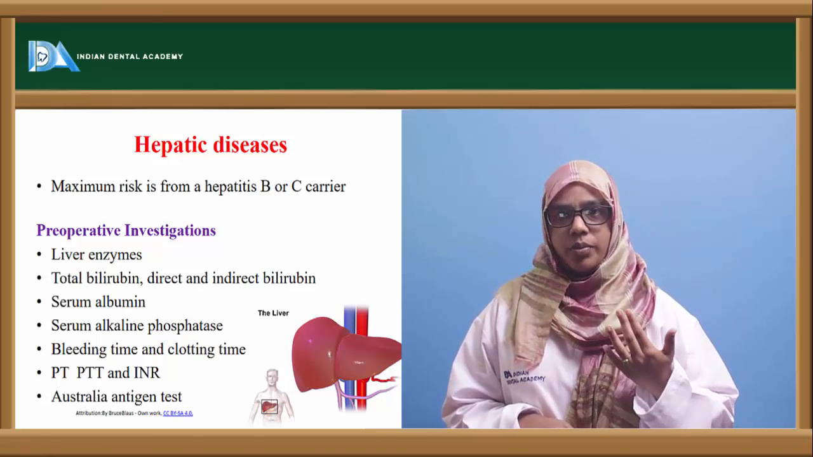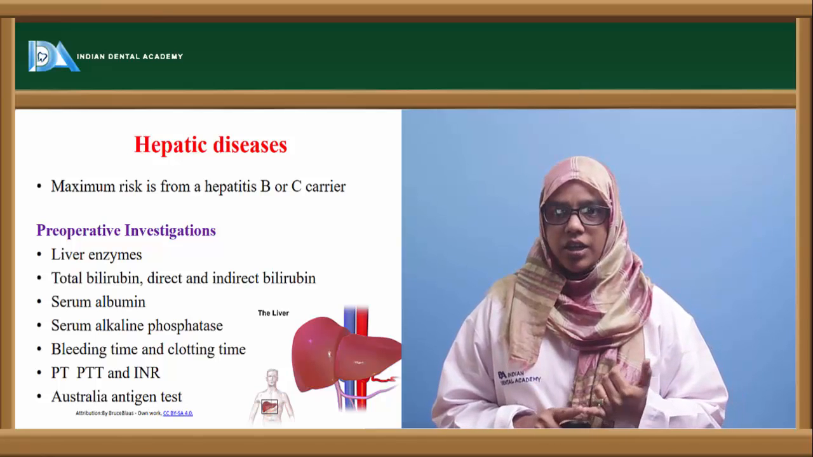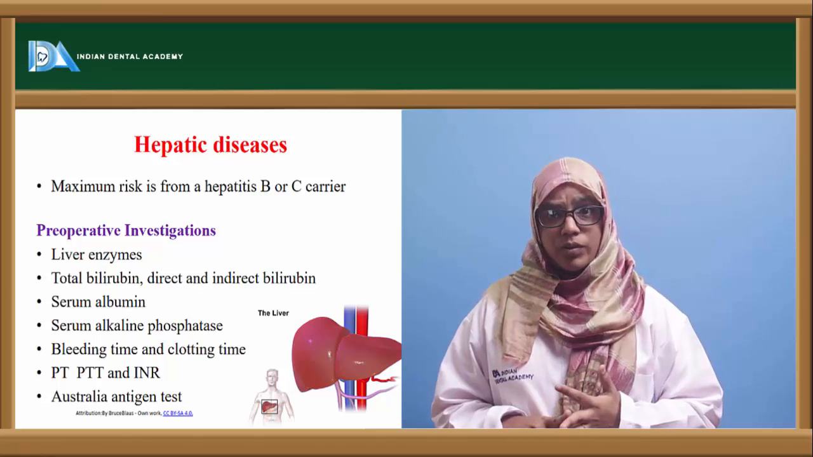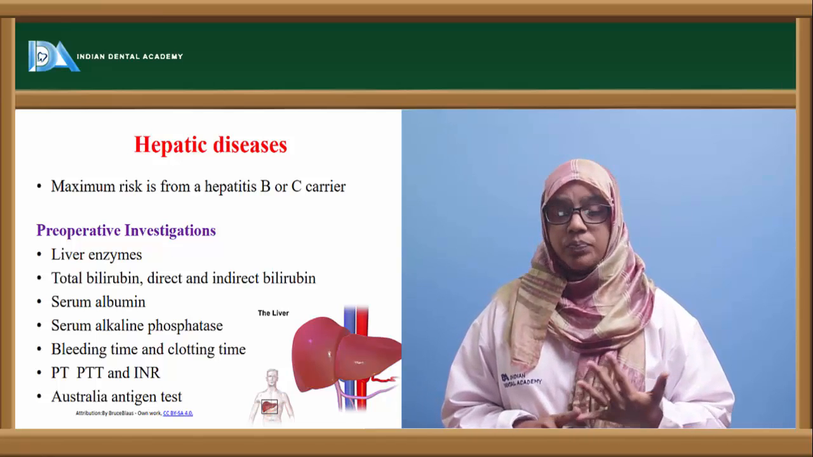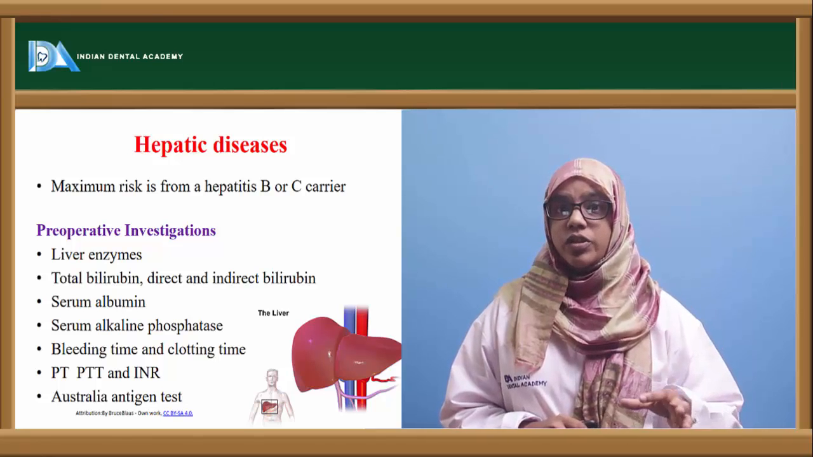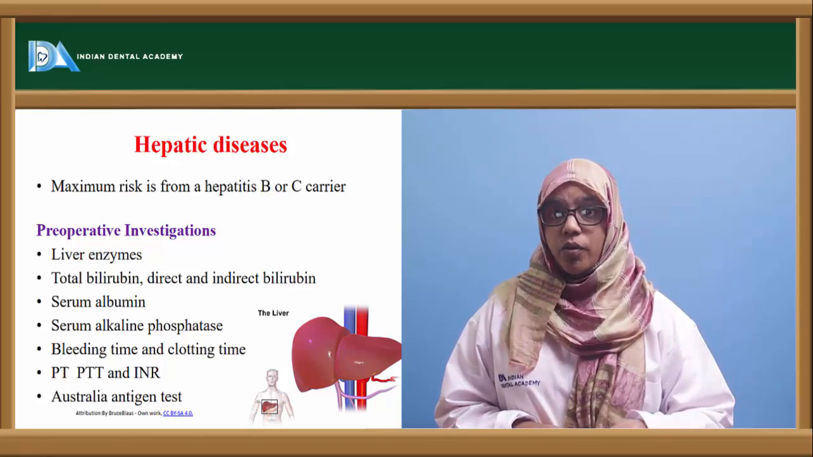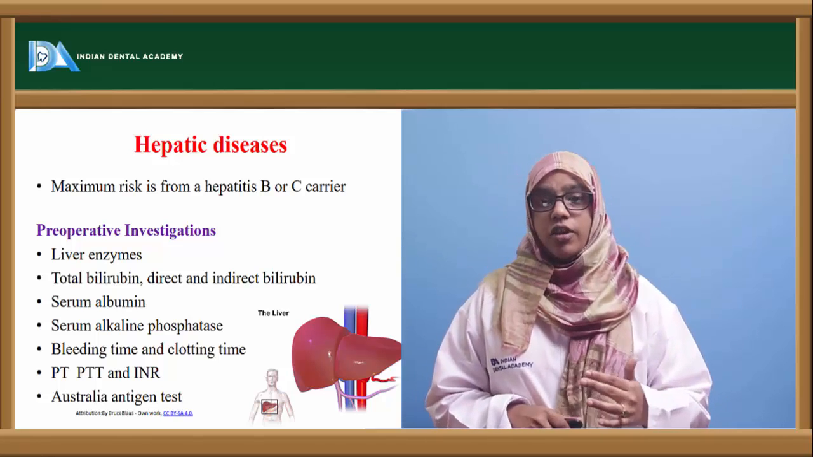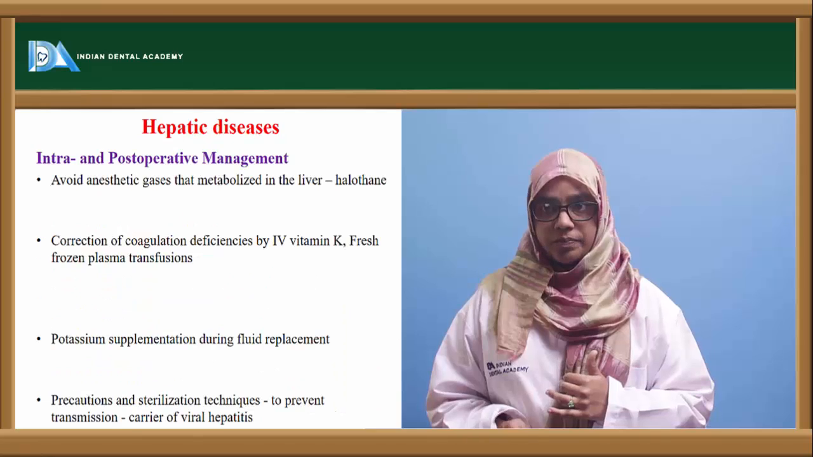Now do preoperative investigations: liver enzyme, total bilirubin, direct and indirect bilirubin, serum albumin, serum alkaline phosphatase. Check the bleeding time and clotting time because the liver synthesizes vitamin K. Vitamin K is important for many clotting factors like 2, 7, 8 and 9. Check for Australian antigen test.